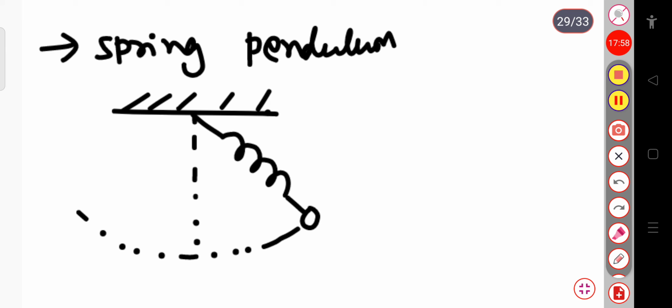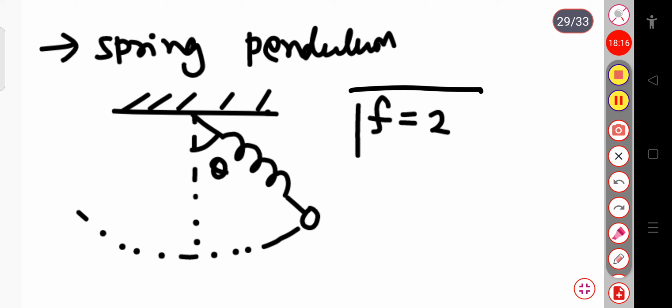And here you can see this angle is theta, but this length, because of this spring, is not fixed. While it oscillates about its mean position, L is not fixed here. So here the degrees of freedom will be 2. Suppose one is L and another is theta, so I can say that here the degrees of freedom is 2.